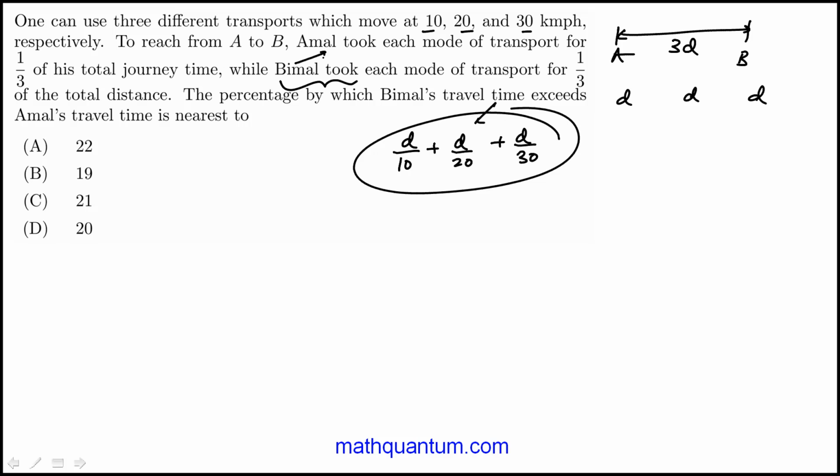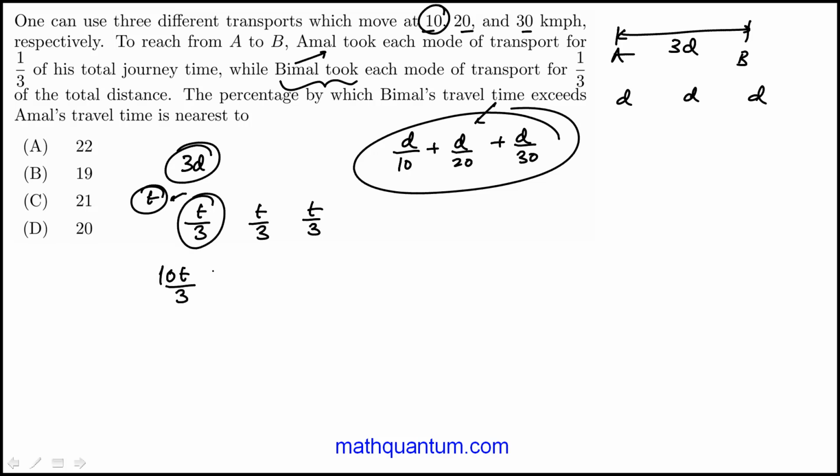Now I need to do the same thing for Hummel. And he takes each mode for 1/3 of his total journey time. So total distance is 3d. So if t is the total journey time, then he's doing t over 3, t over 3, and t over 3. So that means that the distance he would cover, if he were to travel by this mode, would be the rate times time. So 10t over 3. Same thing, plus 20t over 3, plus 30t over 3. And that has to match 3d because that's the total distance covered.